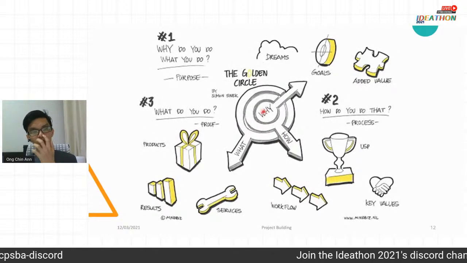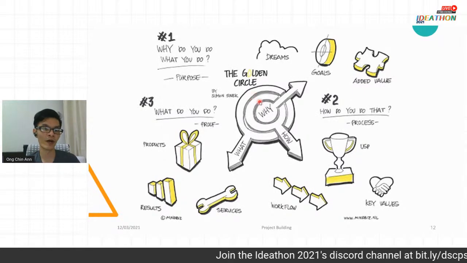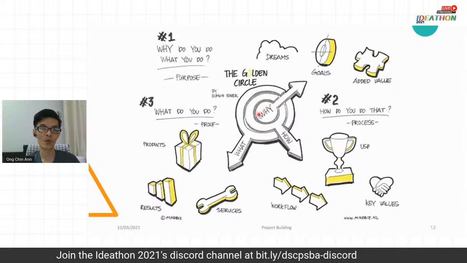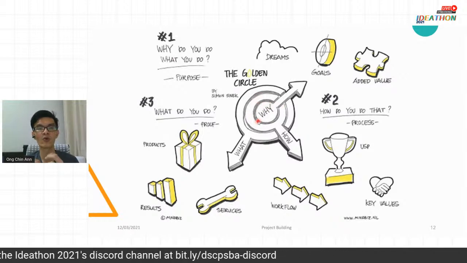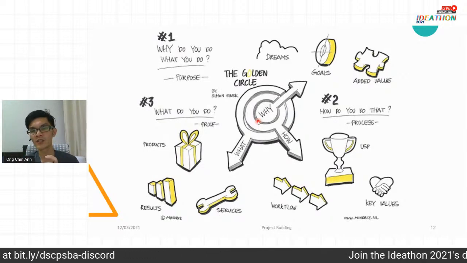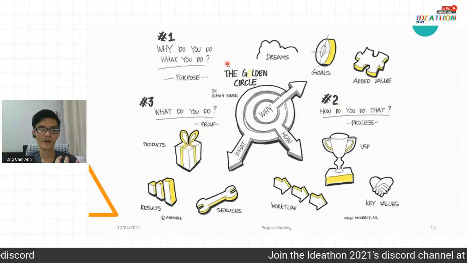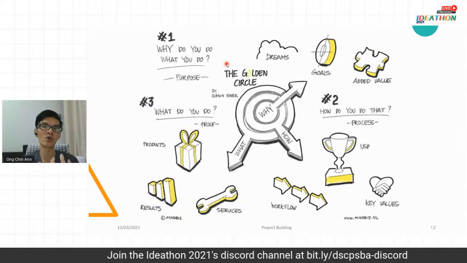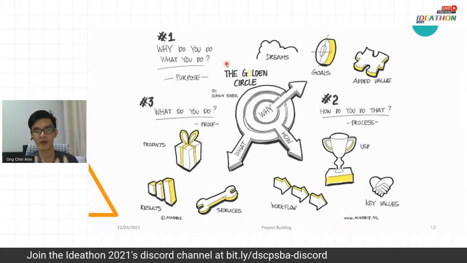So this is what he called the golden triangle, right? It's divided into three stages. The first stage is the why, right? That's why the book title is called Start with Why. So you need to be able to communicate with your audience: why do you do it? What are the pain points that your target audience is currently facing, right?